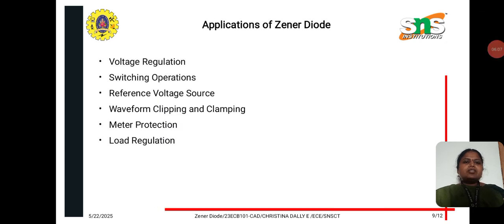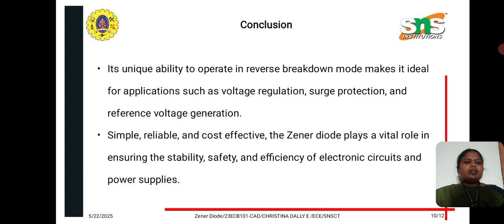The applications are: it is used as a voltage regulator, for switching operations, as a reference voltage, for waveform clipping and clamping, meter protection and load regulation. These are the applications. And finally we come to the conclusion. It makes for voltage regulation. At the same time it is very simple, reliable and cost effective, and it is used in electronic circuits and power supplies.